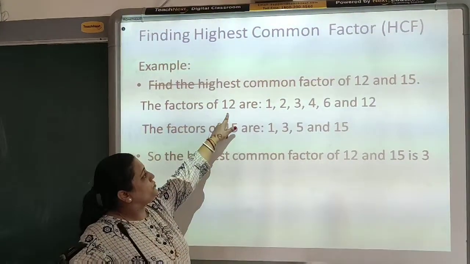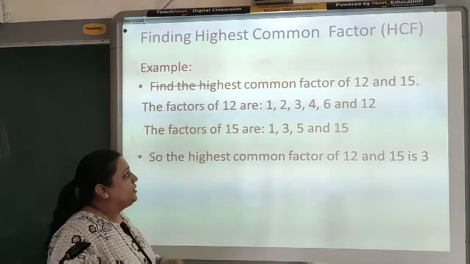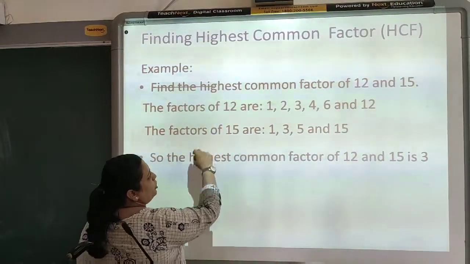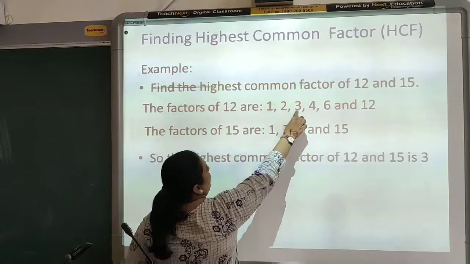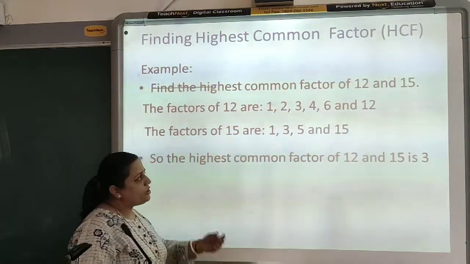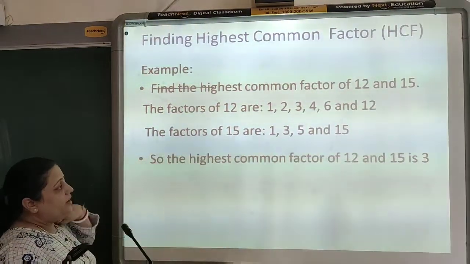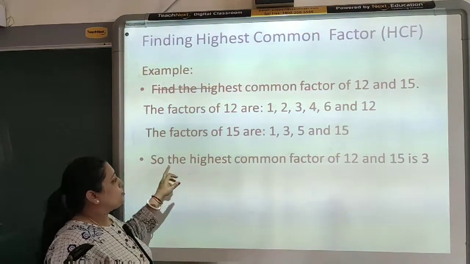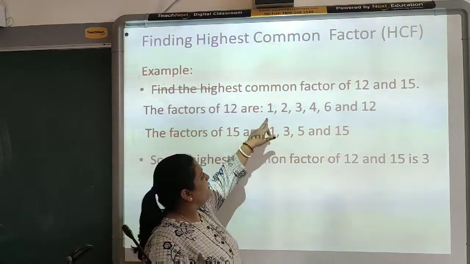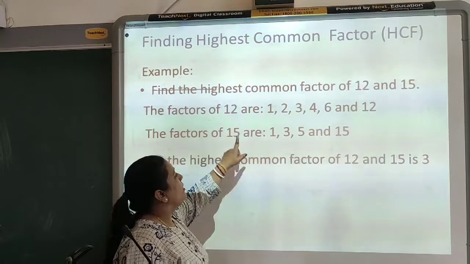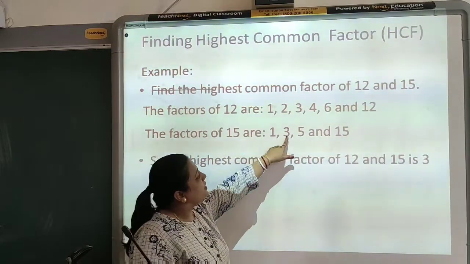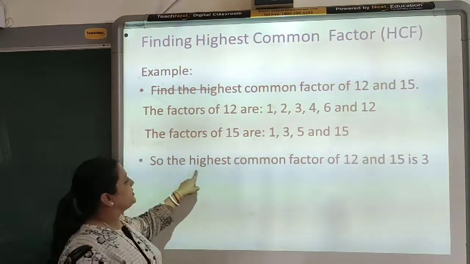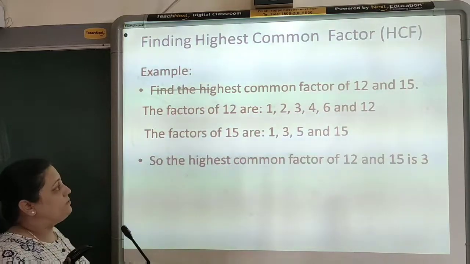So what are the factors of 12 and what are the factors of 15? Okay, so in this, what are the common factors? See, 1 is common and 3 is common. These are the only common factors of 12 and 15. So which of 1 and 3 is the highest or greatest? 3 is the highest number. So 3 is the HCF of these two numbers.